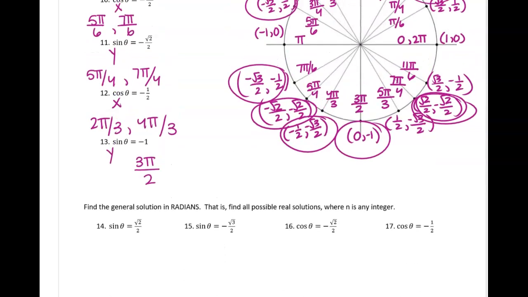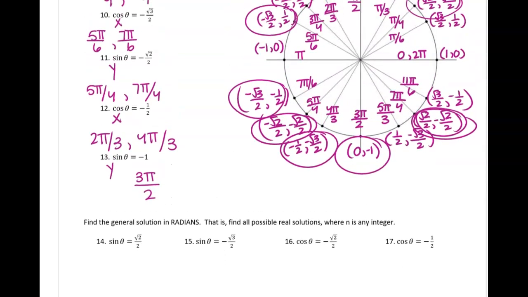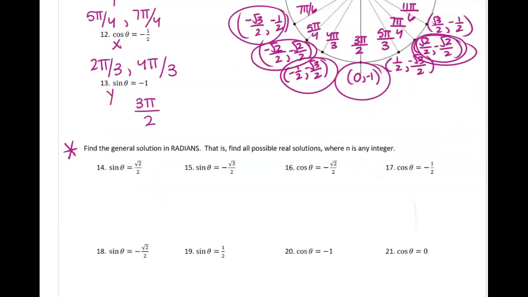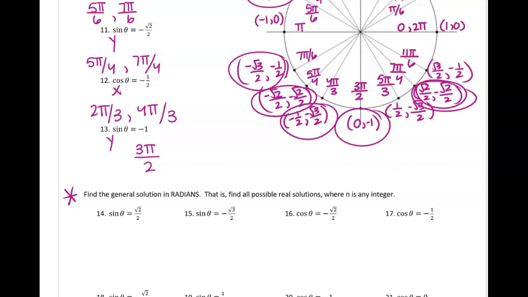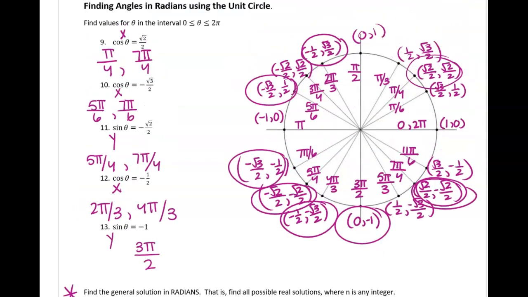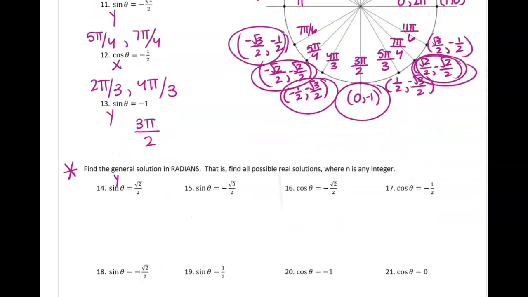Back to general solutions. On this page, the examples down here don't directly align with the ones above, so we'll kind of do them separately. So if we're looking at sine of theta equals √2/2, we're looking at for which angle is the y value √2/2. Let's switch colors so we can kind of keep track. The y value is √2/2 for pi over 4 and 3 pi over 4.